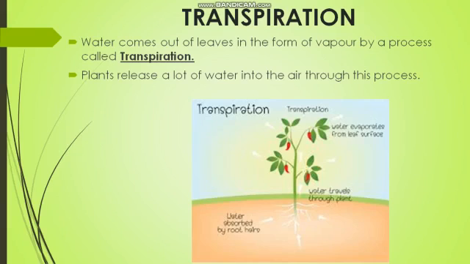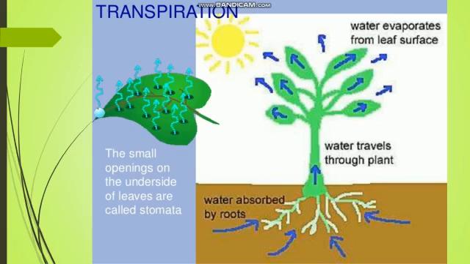The plants release a lot of water into the air through the process of transpiration. As you can see, the water is absorbed here from the roots. It travels to the whole plant with the help of the stem, and then when it reaches the leaves, the water is evaporated from the leaf, and this process is called transpiration.